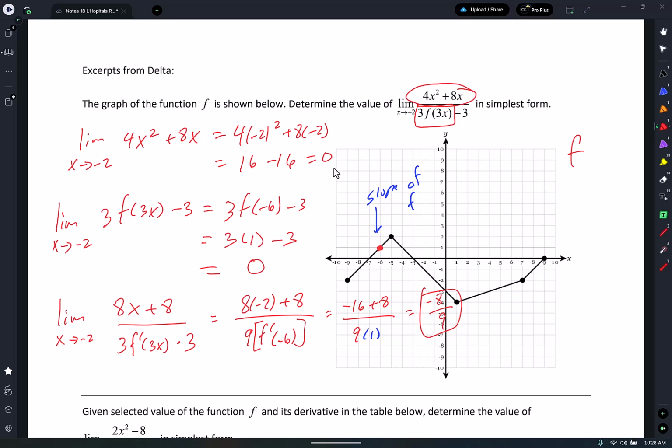Well, that's my slope. That's the slope of the curve. See how that says f prime of -6? This is f. So I just go to -6, and remember that derivative means slope. It says 1.